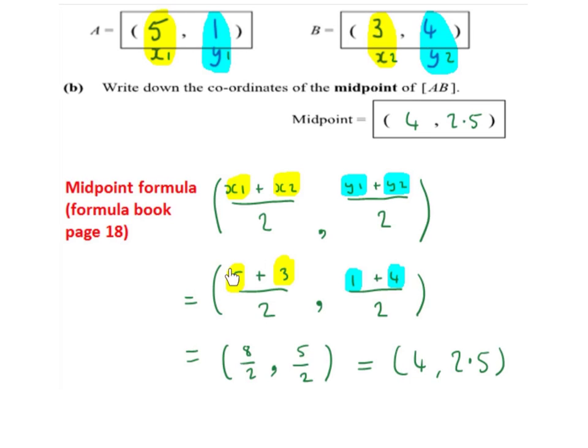So it's basically the x values added together divided by 2 and the y values added together divided by 2. So 5 plus 3 is 8, so it's going to be 8 divided by 2. And 1 plus 4 is 5, so it's going to be 5 divided by 2. And remember, you've got your bracket, your comma, and your bracket each time. So 8 divided by 2 is 4, and 5 divided by 2 is going to be 2.5. So our midpoint is going to be bracket 4, comma, 2.5, bracket. So our x value is 4, our y value is 2.5. So this is the midpoint of AB.